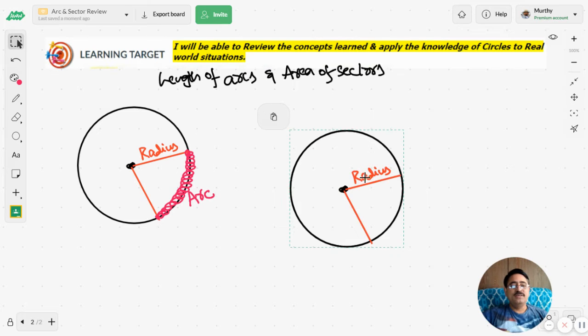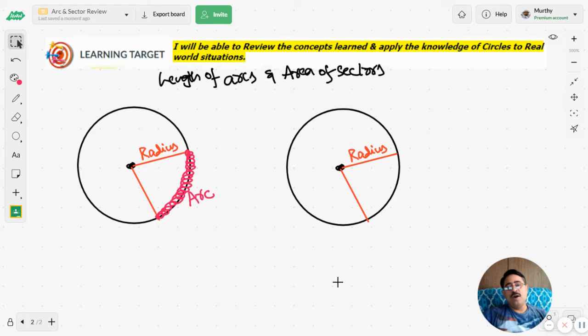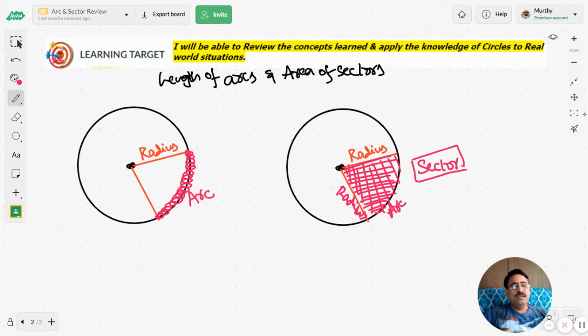Now let me copy the circle once again. You know what the radius is. I'm taking the other one. This is also a radius. And just now I said that this is called an arc. Now, the area enclosed between two radii and an arc is called a sector. Then how to find the length of an arc or area of a sector is pretty easy.